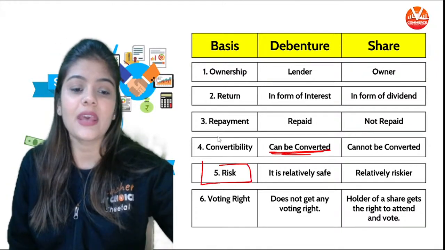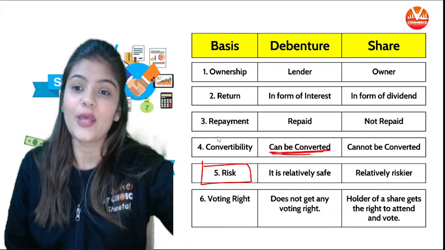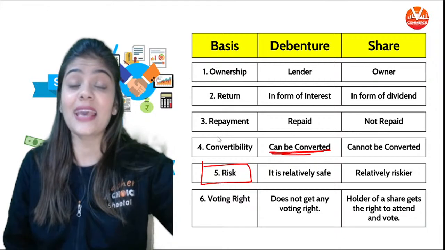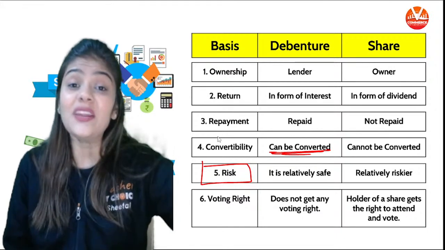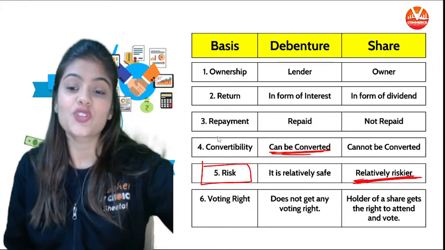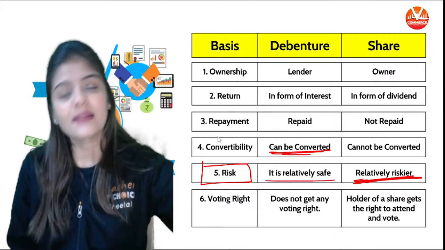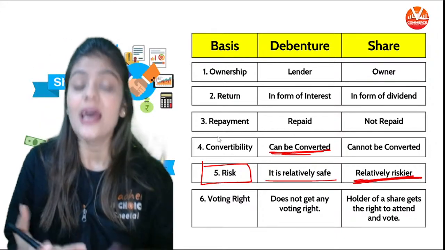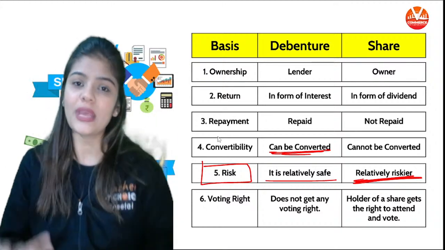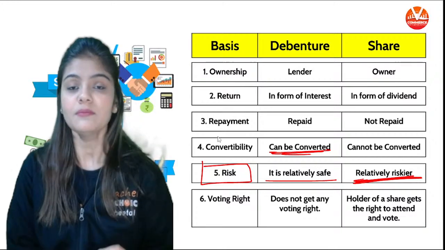Then we have risk. रिस्क कितनी होती है? तो शेयर्स में रिस्क है तो इश्क है. Shares are highly risky. So shares are relatively riskier. But debentures, they are relatively safe because you are getting fixed rate of interest. The repayment will be made, so they are safe. But shares are risky at the same time.